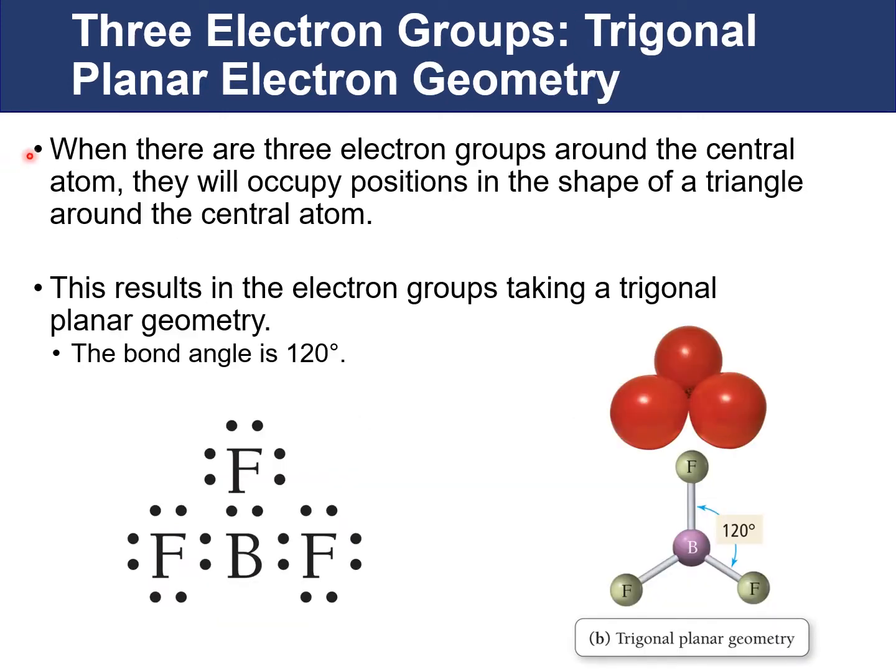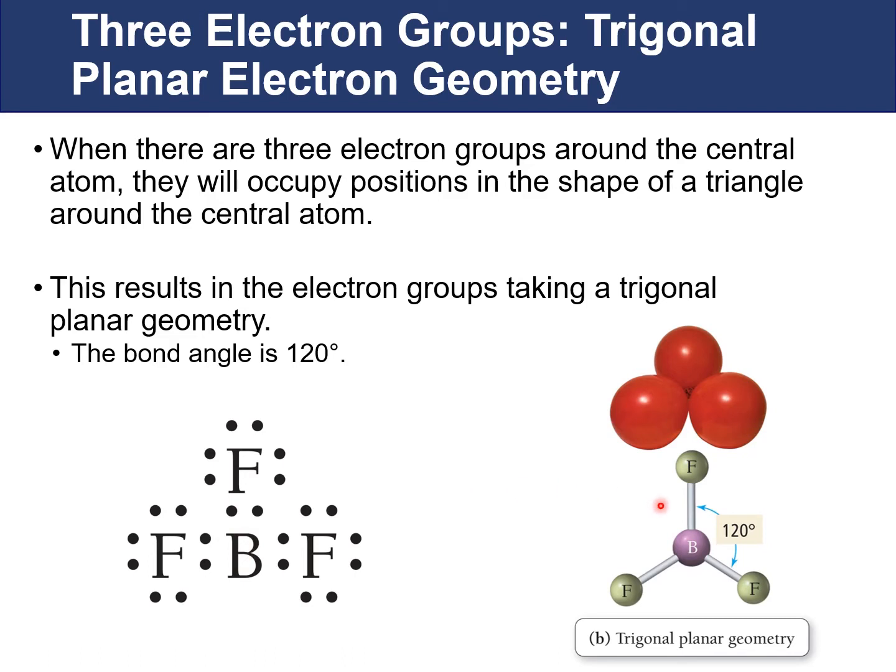If we expand this by one, when there are three electron groups around the central atom, they will occupy the positions in the shape of a triangle around the central atom. The resulting electron group takes on a trigonal planar geometry, in which the bond angle is 120 degrees apart. An example of this is boron trifluoride, BF3, drawn out in a Lewis structure. You have a bond between the boron and the fluorine here, as well as here and here. So around the boron, there are three electron groups.